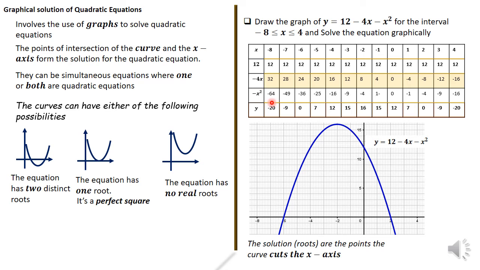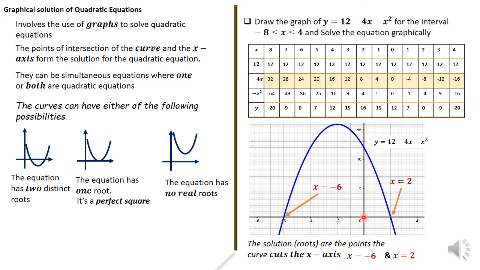Now, we said earlier that the solutions or the roots are the points where the curve cuts the x-axis. So if you draw it properly, I've drawn mine, it cuts the x-axis at 2 points, negative 6 and positive 2, and those form the two values of x. So it cuts at negative 6, and again at positive 2, and that tells you that the values of x are either negative 6 or positive 2.